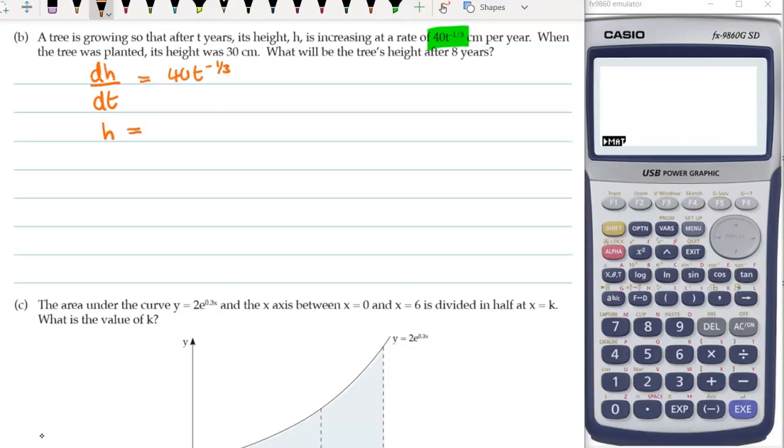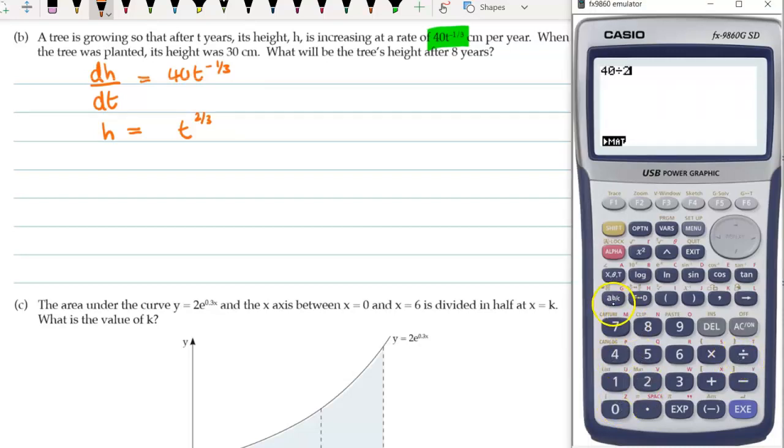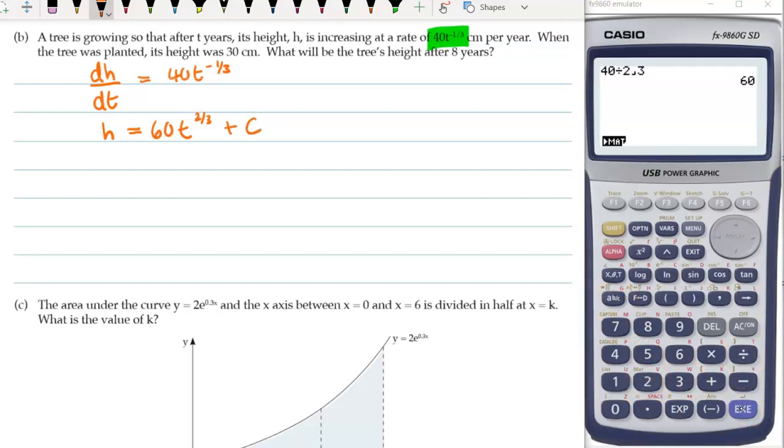So then to work out h, we integrate that. If we increase t to the power of 1, minus a third plus 1 is 2/3. And 40 divided by that new power of 2/3 is 60 plus c. Now, when t is 0, we have a height of 30. This bit obviously multiplies away to be 0, so c is 30.